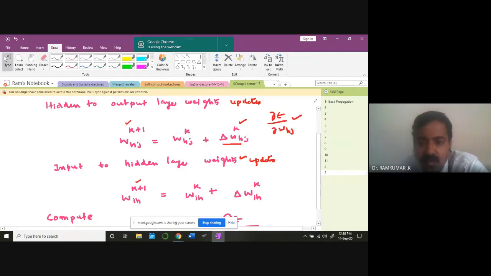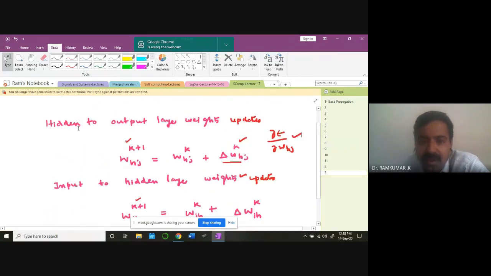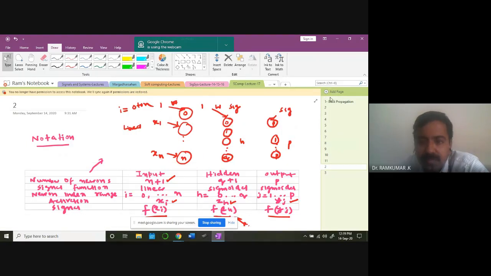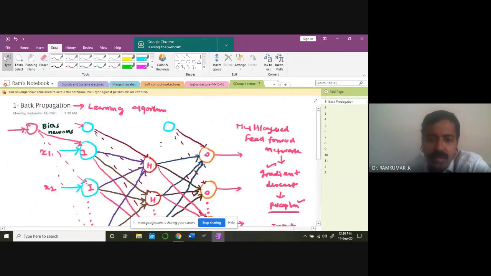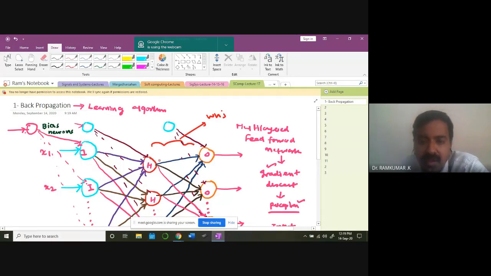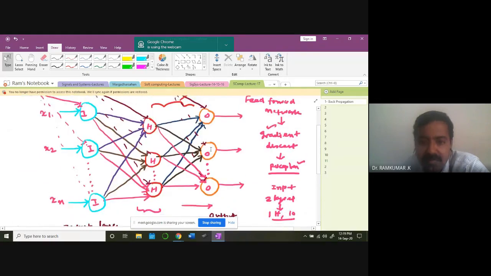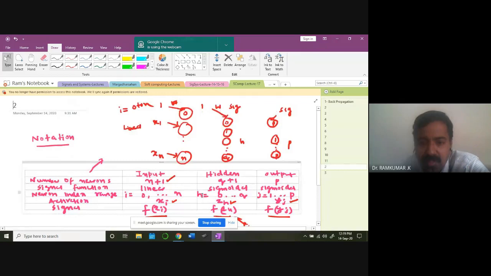So what does WHJ really indicate? It's the hidden to output layer weights. How can you visualize that? Here it is: the weights between the hidden layer and the output layer. As I already told you, H is the notation for the hidden layer and J is the notation for the output layer. So the weights connecting the hidden layer with the output layer are WHJ.